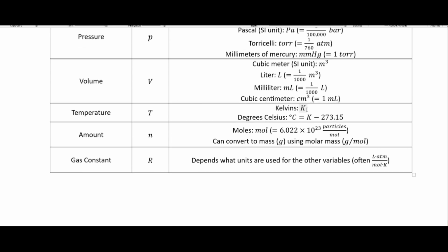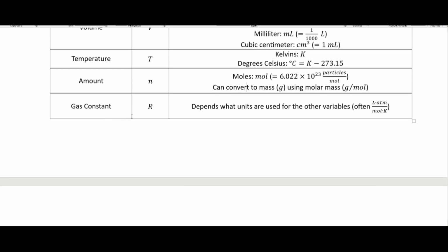Then the temperature, as I said, we're pretty much always going to be using Kelvin. If you want to convert from degrees Celsius to Kelvin, then you can just add 273.15. Then the amount is pretty much always going to be in moles. This can also be in mass, which can be converted to moles using the molar mass. Then the gas constant, which has a ton of different variations depending on what units are used. In something like this, these are often the units on our gas constant R.